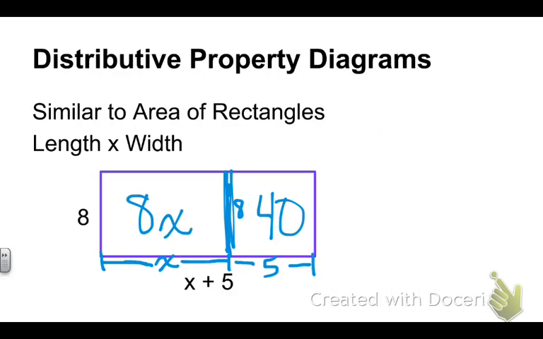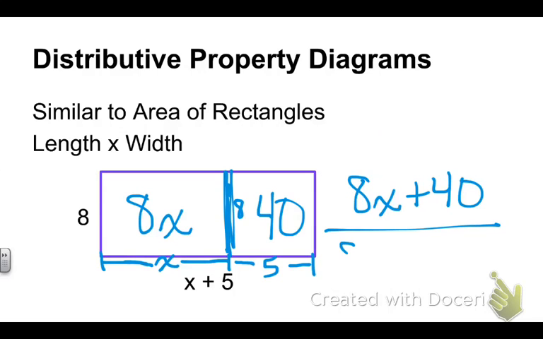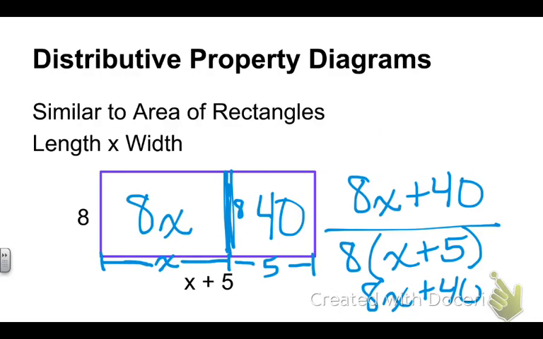So now put those two areas together. What it is, 8x plus 40. Now I want you to think about something. If I did length times width, and I did the distributive property that we were doing yesterday, 8 times x is 8x, and 8 times 5 is 40. It's the same exact thing that we got doing our area diagram. Okay, it's just a way to see it.